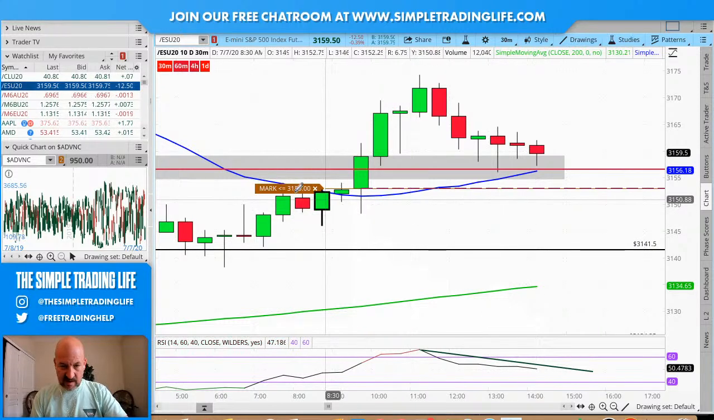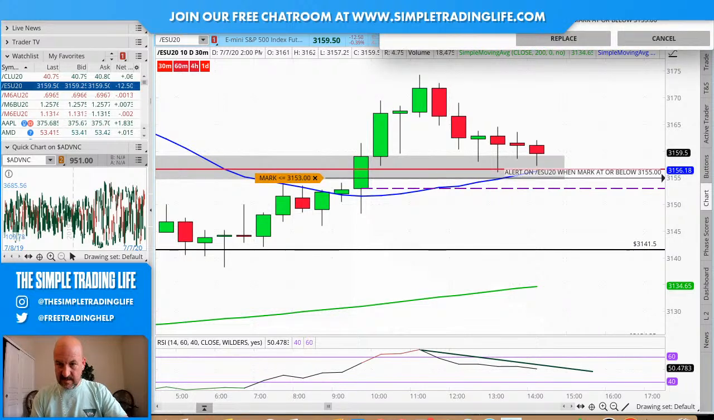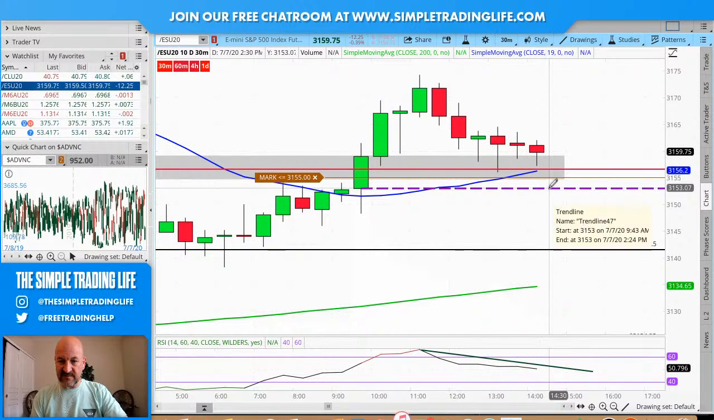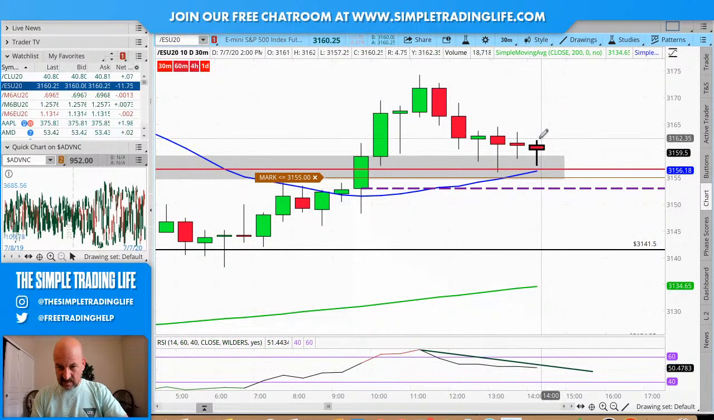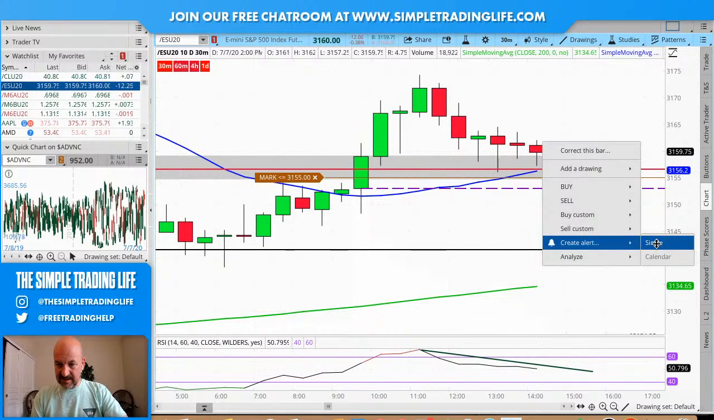Oh, that's lower than I wanted. I'm sorry. Let me move it up right about there. All right, that's going to let us know if we get below these things and start to move out of this level of structure. And then we're going to put one just above here, and that'll tell us if price starts to reverse back up.